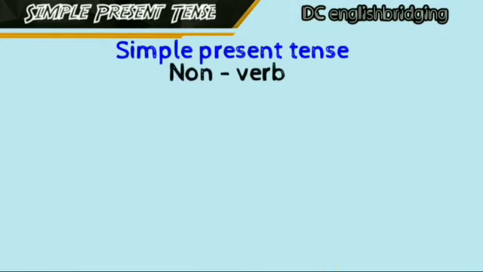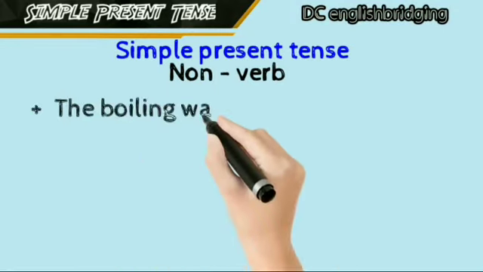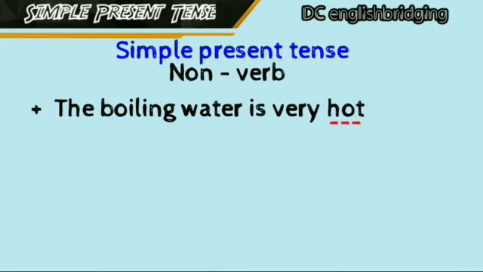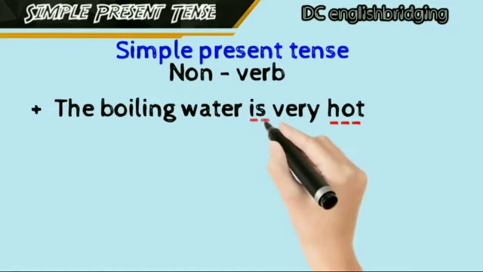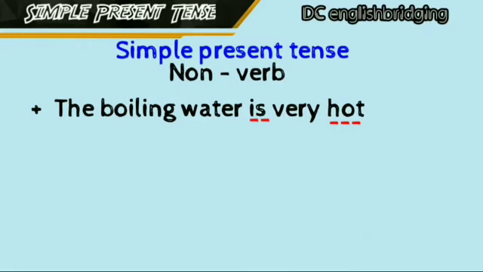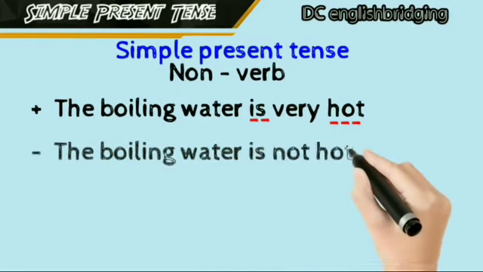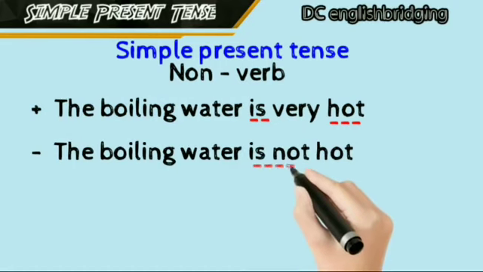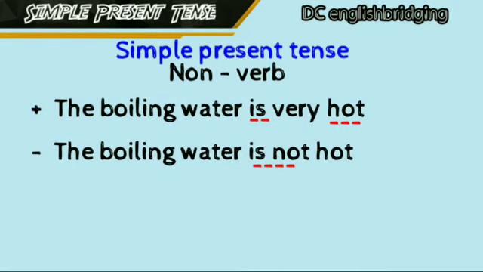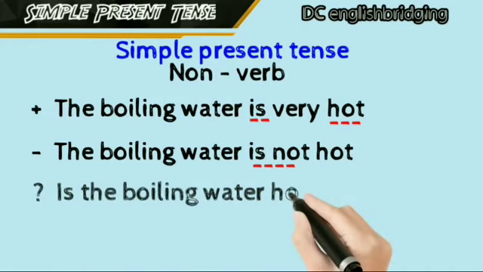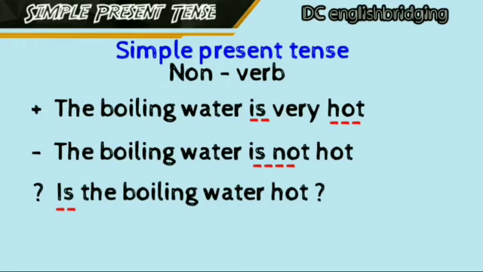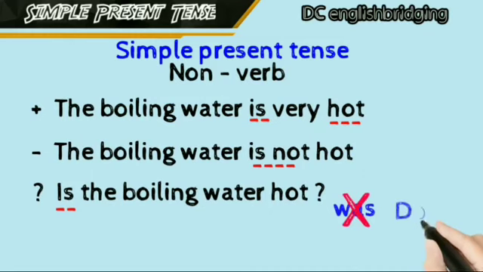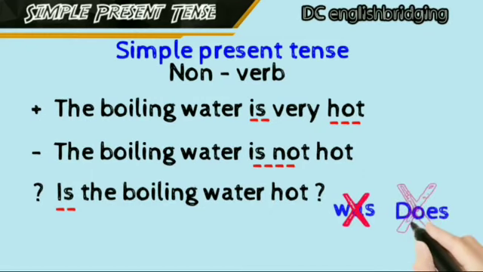Simple present tense for non-verbs. Positive: The boiling water is very hot. We see hot is an adjective, so we have to use is, not does. Don't try to use does because hot is an adjective. The boiling water is not hot. Is not is the negative sentence from the first sentence, so we put not after the auxiliary or linking verb is. And then we put is at the beginning: Is the boiling water hot? Don't try to use was, okay, because it's not the past time. Or worse, you use does because it's not a verb.